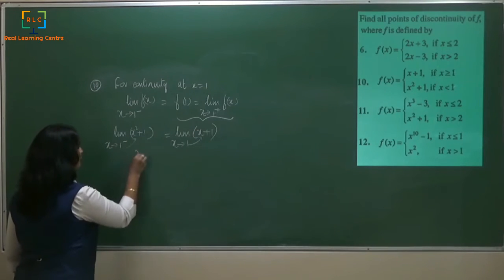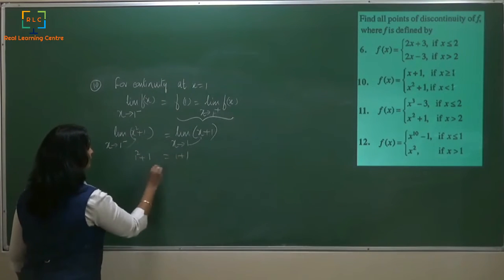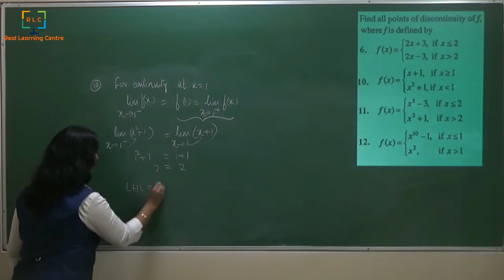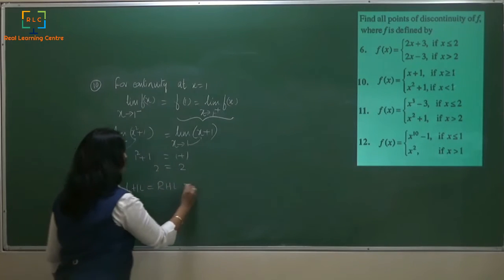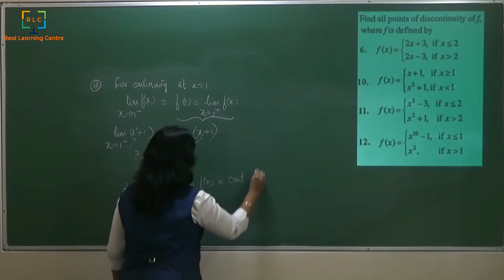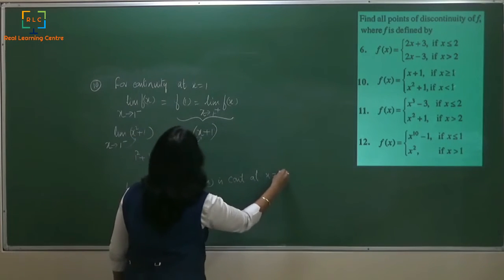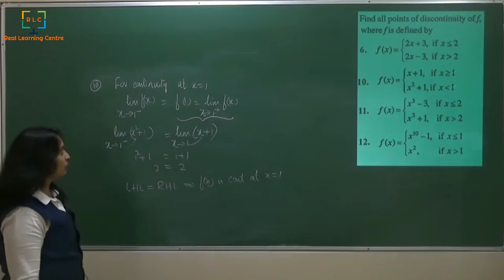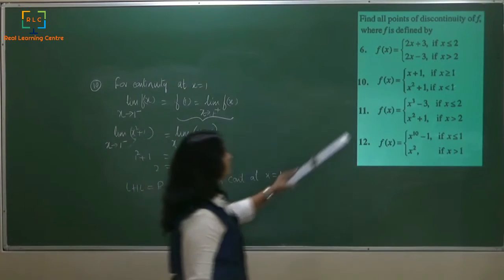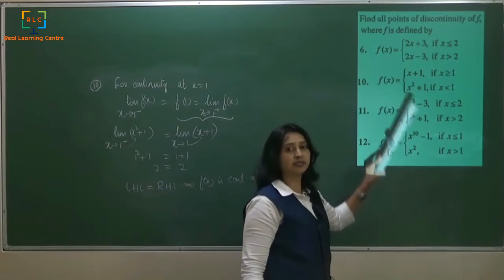So you get 1 square plus 1, which is 1 plus 1, 2, is equal to 2. LHL is equal to RHL, and this in turn implies f of x is continuous at x equal to 1. Okay. So this function was continuous, this function was discontinuous, this function was continuous.